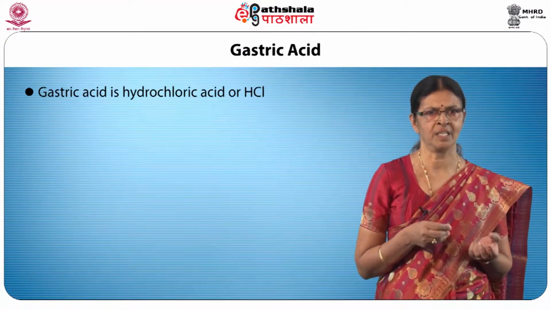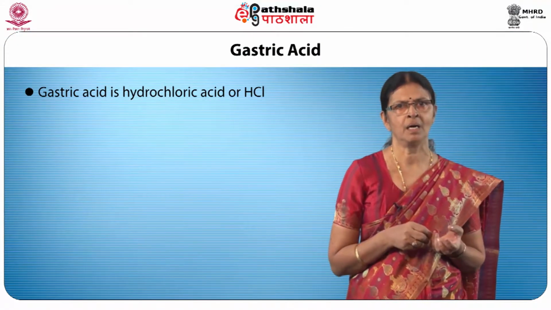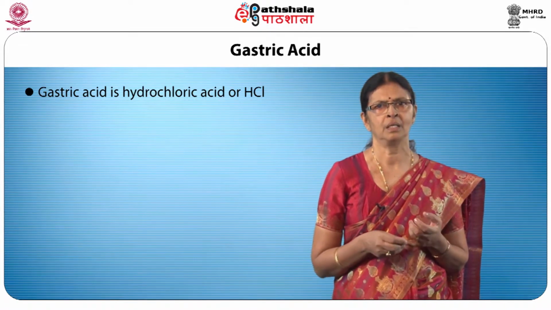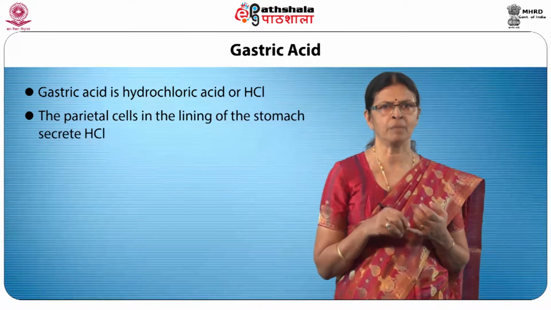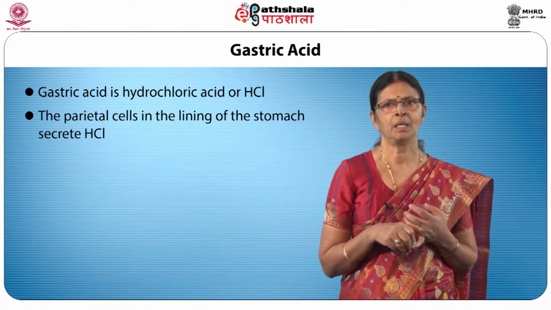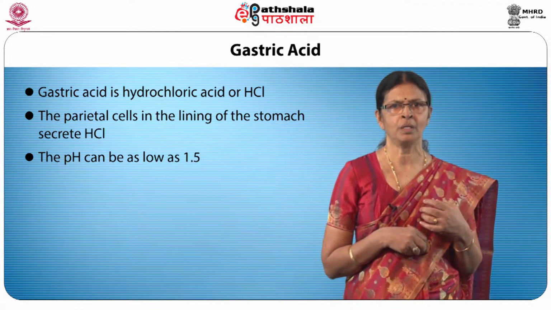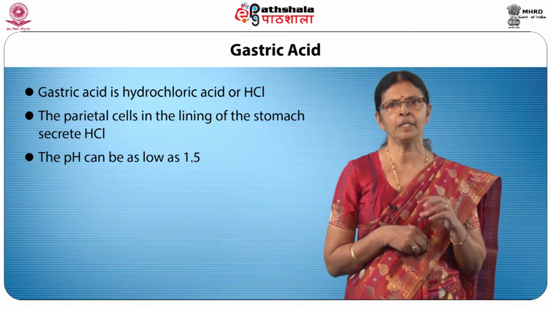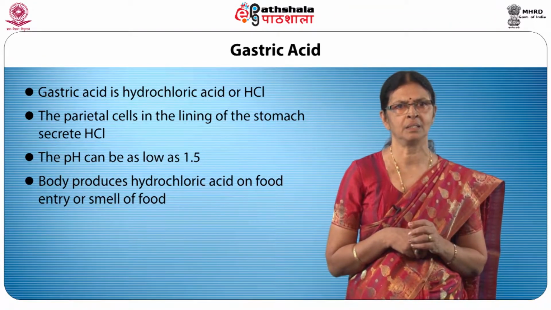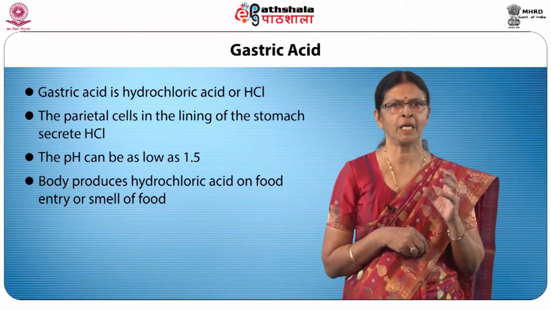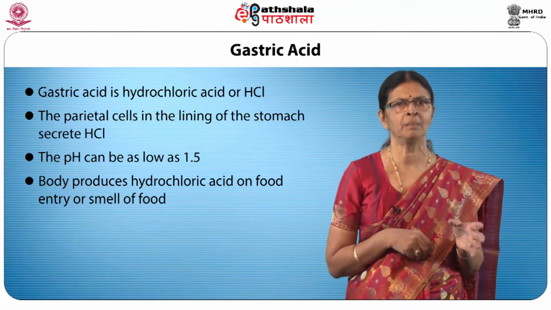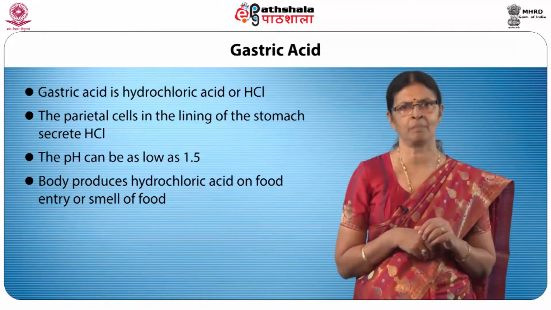We have been talking about gastric acid and gastric juice. Do you know what gastric acid is? Gastric acid is referred to as hydrochloric acid, or in short form HCl. The parietal cells in the lining of the stomach secrete hydrochloric acid. The pH can be as low as 1.5. When food enters the mouth or when one starts smelling food, the body produces hydrochloric acid. Hydrochloric acid helps to break down the food chemically in the stomach and the process of digestion begins in the stomach.